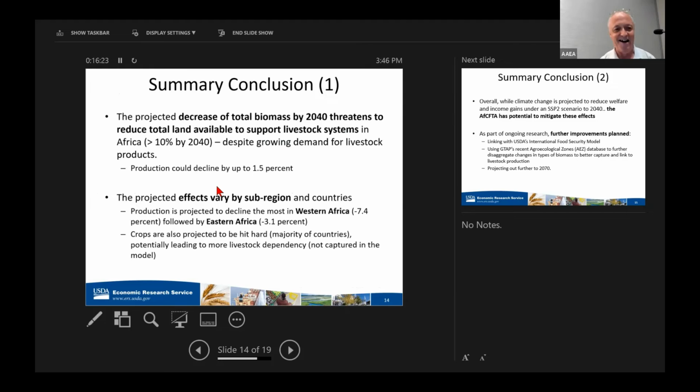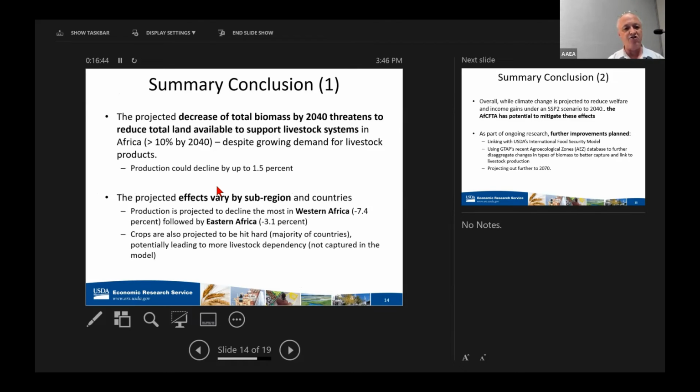Okay, sorry. So in summary conclusion, the projected decrease of total biomass by 2040 threatens to reduce total land available to support livestock systems by greater than 10% by 2040. And this, of course, is challenging when we consider the demand for livestock products that's going to keep growing.